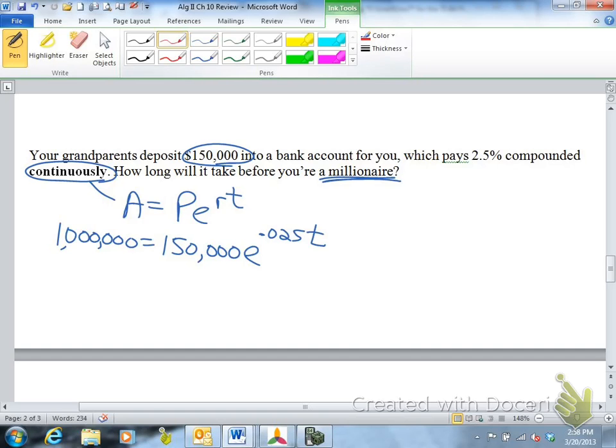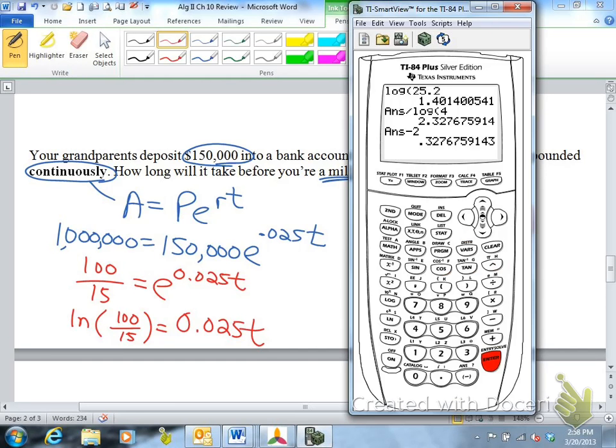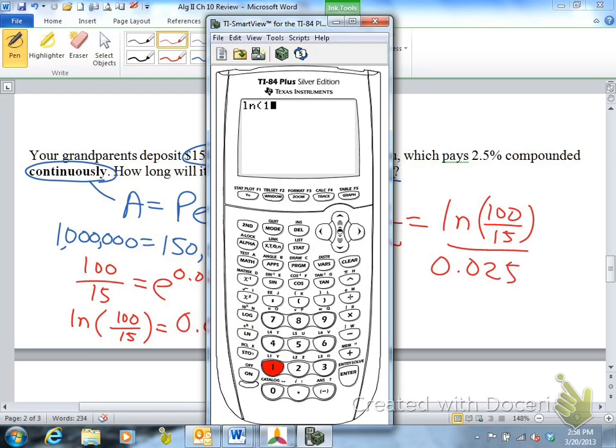So to solve for t, you would divide both sides by 150, so that's going to drop out 4 zeros. That would be 100 over 15 equals e to the 0.025t. And then you have to solve for t. So to get rid of a base of e, you ln both sides. So you'd have ln of whatever this number is equals 0.025t. So t equals ln of 100 divided by 15, divided by 0.025. I don't know that answer. It would take 76 years for you to have $1 million at that interest rate.